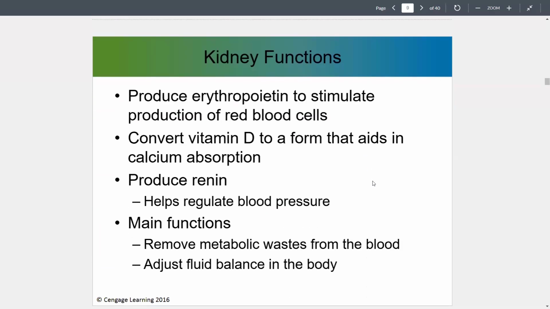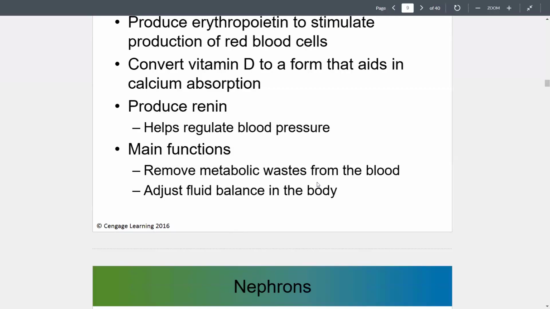Okay, so some of the kidney functions are, they make erythropoietin that causes your bone marrow to make red blood cells. They play a role in converting vitamin D. We do make vitamin D from UV light from the sun, that's true, but it takes a couple steps to become vitamin D. One of those steps is in your kidney, and one of them is in the liver. It also makes renin, which is the substance that helps you with your blood pressure. And then its main job is to make urine.